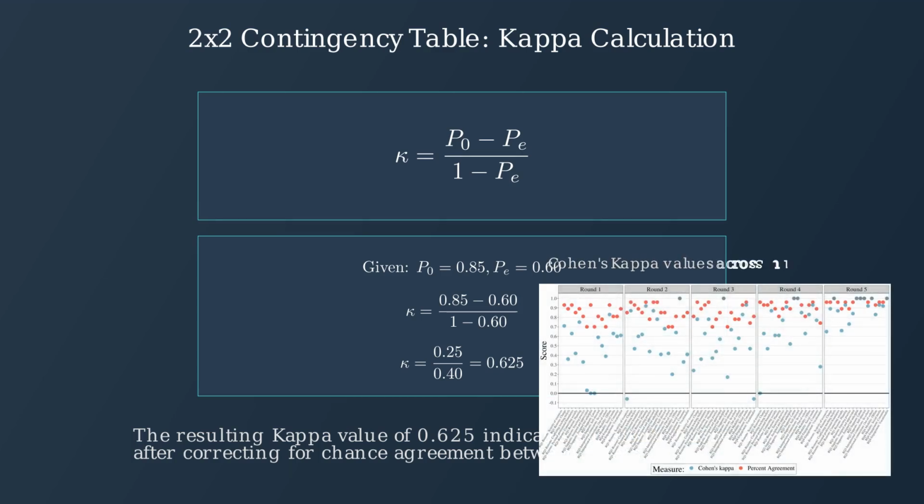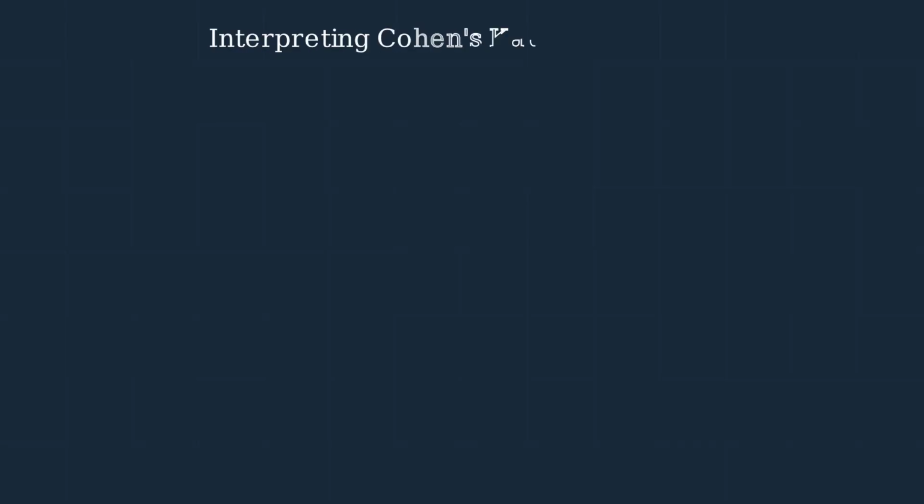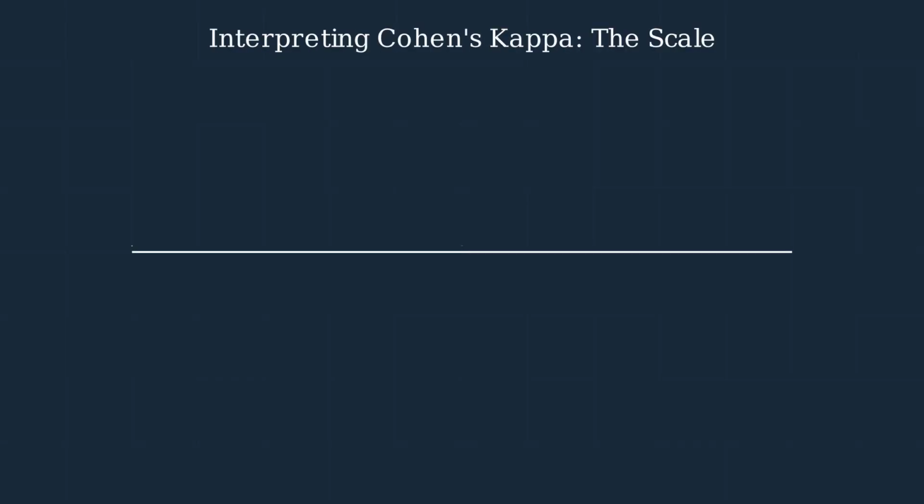Here we can see Cohen's kappa values from a real study showing how agreement improves across multiple rounds of assessment. Remember, kappa values range from -1 to +1, with values above 0.6 typically considered substantial agreement. When interpreting Cohen's kappa, we use a standardized scale that ranges from -1 to +1. Values below 0 indicate poor agreement, which is worse than what would be expected by chance alone.